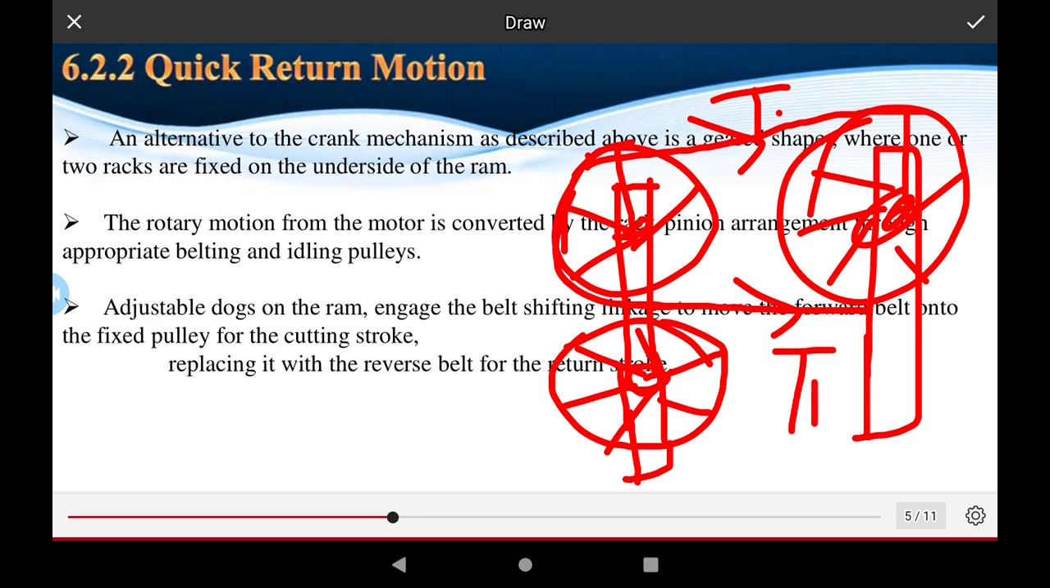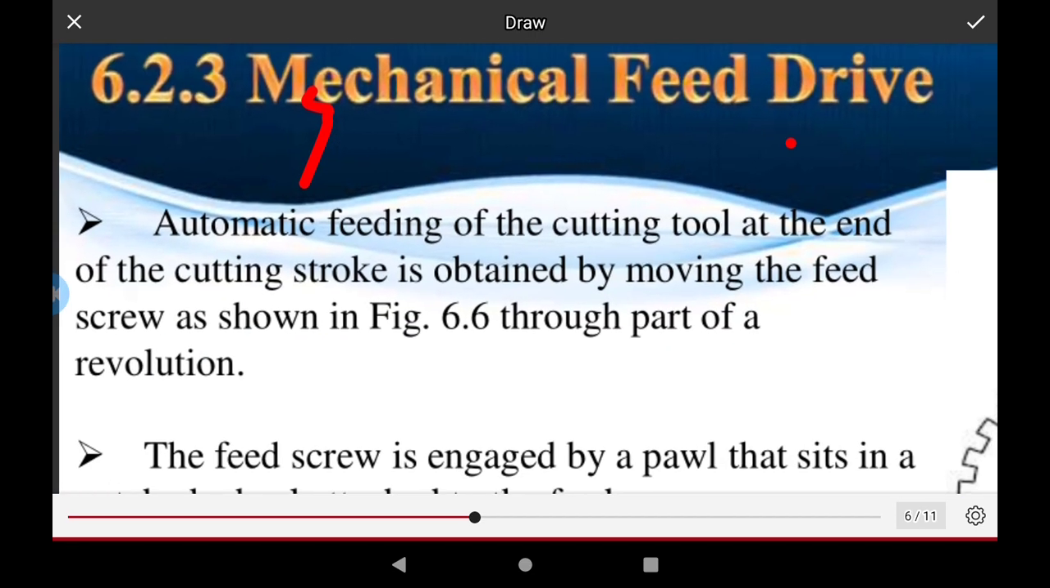Okay, and this is the power transmitted. Suppose the power is equal to M1 T1 minus M2 T2. Suppose M is taken as common, so M into T1 minus T2, T1 minus T2 into V. V is the rocker, into N, the rotation of the workpiece. Okay.